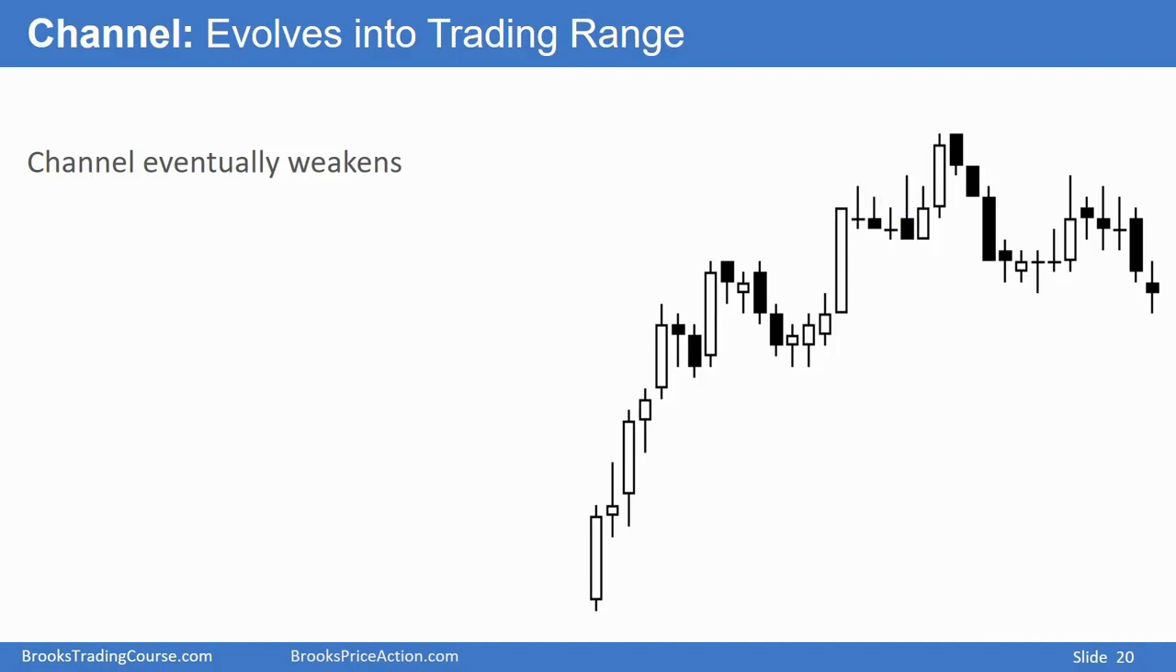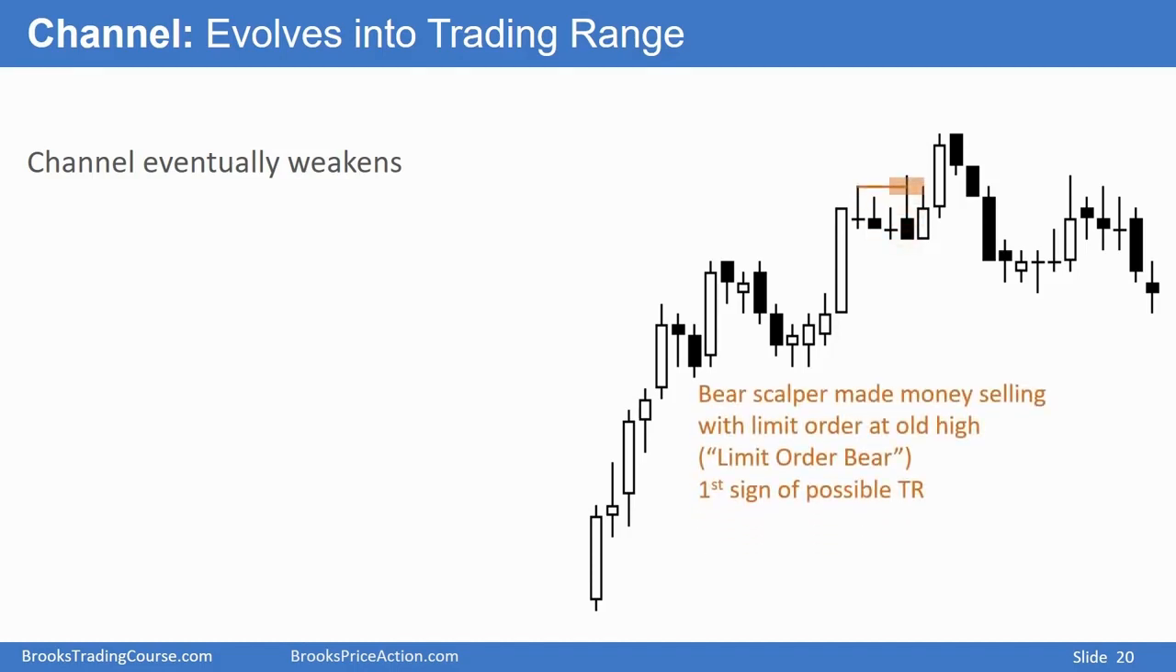So I pay attention. Are the bears making money? First of all, you get the limit order bears selling at the prior high, and it's falling probably enough for a scalp. And then stop order bears. Once the stop order bears begin to make money, chances are we're in the early phases of a trading range. So a bear scalper sells at that high and takes a small profit here. He made money, and then he does the same there. And then the stop order bears, once I see stop order bears making money, then we're probably in the early phases of a trading range.